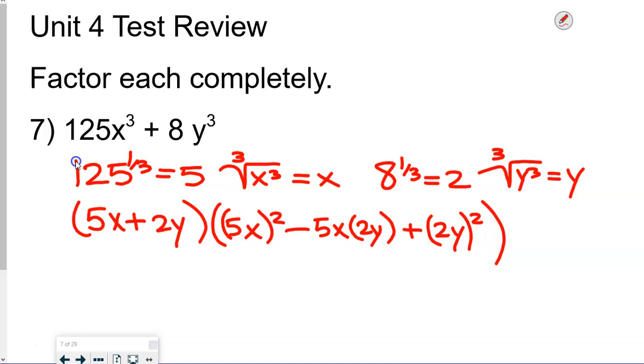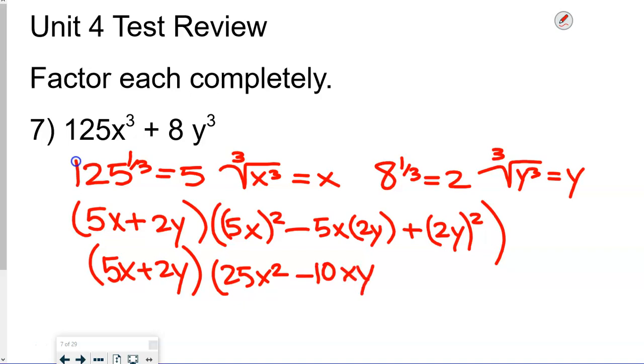So now all we have to do is simplify. So this is 5x plus 2y. 5x squared is 25x squared. This is going to be minus 10xy. And this is going to be 4y squared.